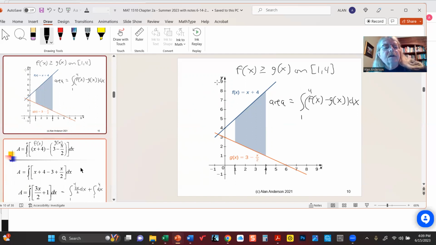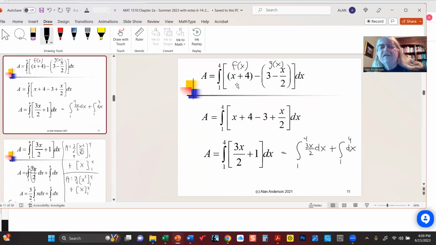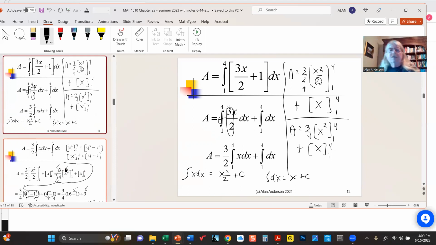So we'll plug in the information that we have. So we have f of x minus g of x. Then we drop the parentheses. So we have x plus 4 minus 3 plus x over 2 inside the brackets. We combine to get 3x over 2 plus 1. And now, as is usually the case, it's easier to break this up into two separate integrals. We'll have 3x over 2 dx and just plain dx. And then for the next step, what we usually try to do is move all the constants to the outside just to keep our formula as simple as possible. So here we've done exactly that.